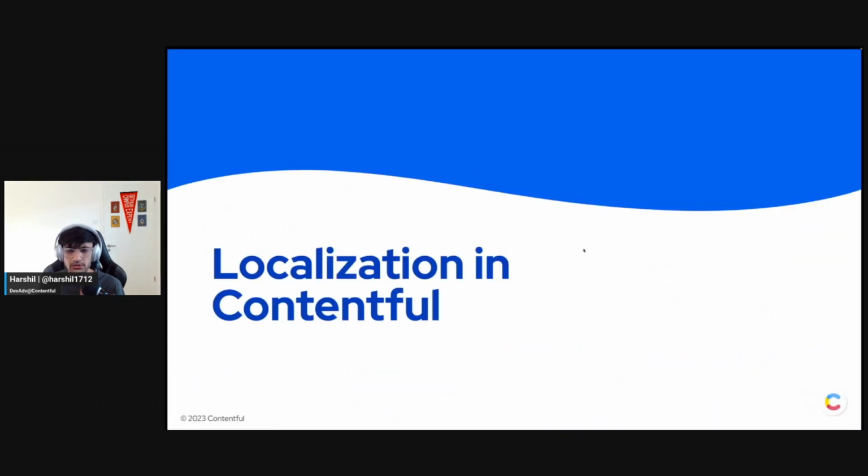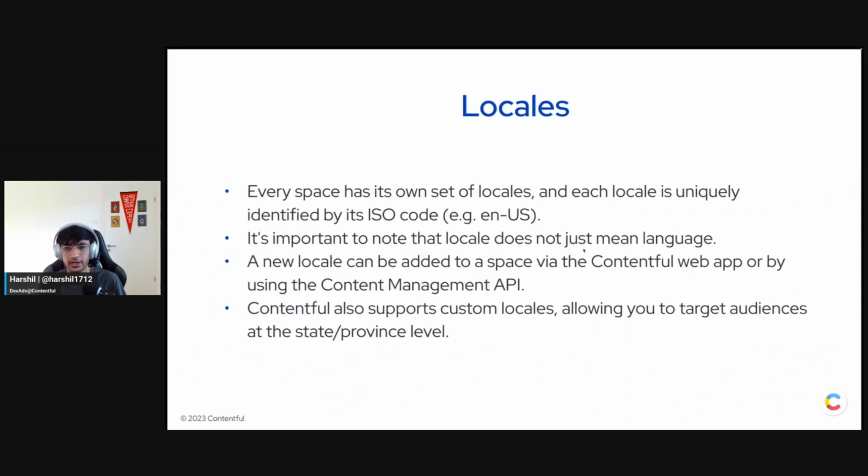So we have done this. Now we're going to look into the localization in Contentful. So now in Contentful, every space has its own set of locales, and you can define custom locales. You can also define locales via the web app or the management API. If you're using the management API, you will have to write a bunch of code to manage that. And we also, as I mentioned, support custom locales. So if you want to have your own locales in there, you can go ahead and create that.